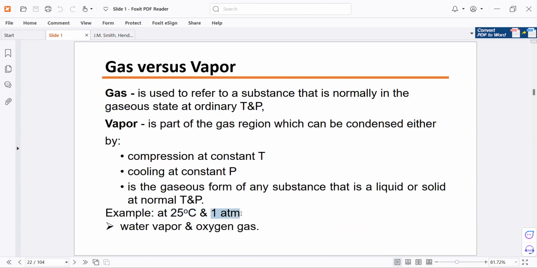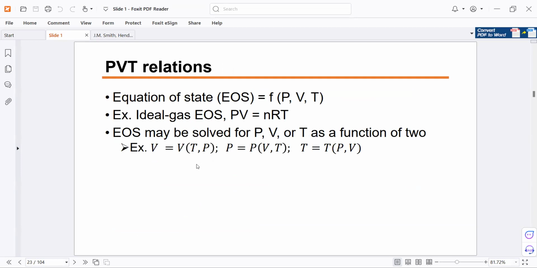Well, at 1 atmosphere, the temperature is low, so for water, it would be liquid. Okay, I need to check why it's water vapor here. Anyway, oxygen would exist as a gas. Okay, so let me double check what we mean by this slide right here. So now we move on to the PVT relation, but I guess I would end this video and continue to the next topic in the next video.